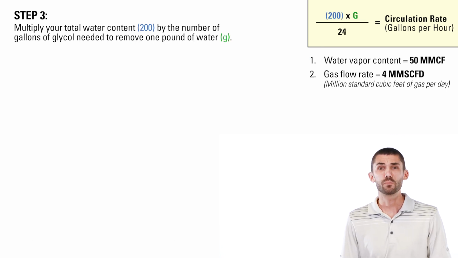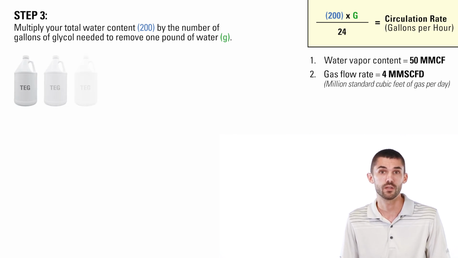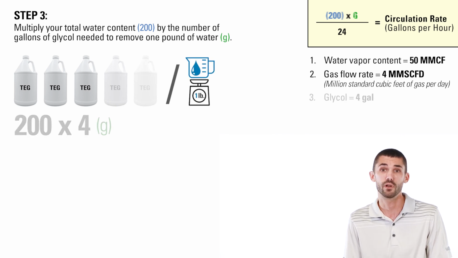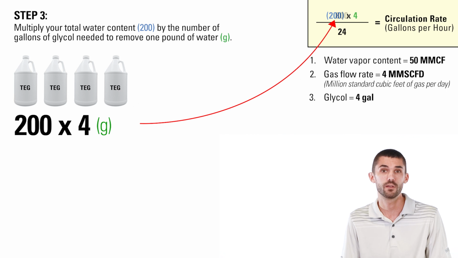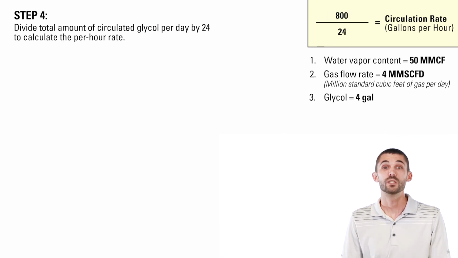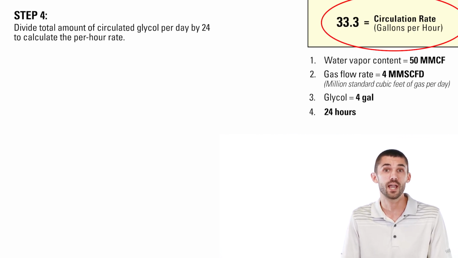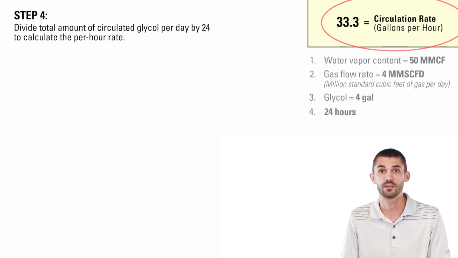Step 3. Multiply total water content, which is 200, by the gallons of glycol needed to remove 1 pound of water, which is 3 to 5 depending on the glycol purity and temperature. So in our example, we'll use 4. This gives us 800 gallons of glycol per day. Step 4. Divide the total amount of circulated glycol per day by 24 to calculate the per hour rate. 800 divided by 24 gives us 33.3 gallons per hour circulation.